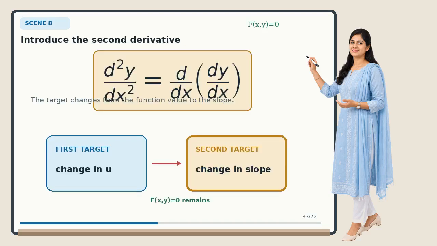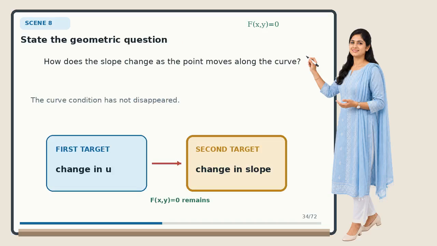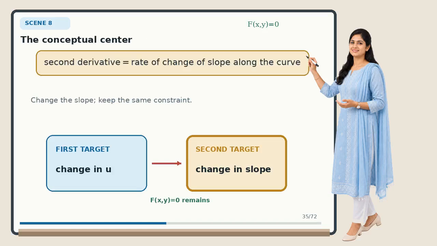Now ask the real question, what does the second derivative mean? It is the derivative of the slope dy by dx. We are asking how the slope changes as the point moves along the same implicit curve. This sentence is the conceptual center of the lesson. The second derivative is the rate of change of the curve's slope while the point moves along that curve.